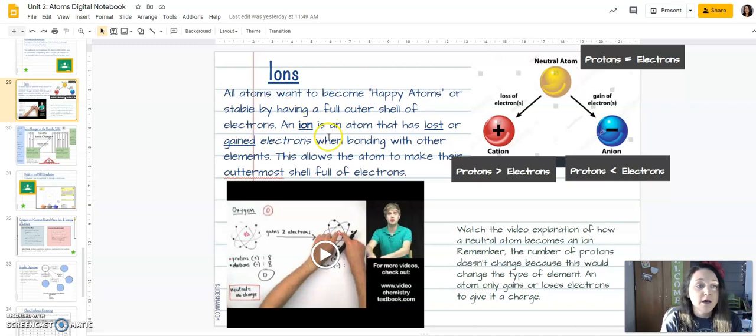So, an ion is an atom that has lost or gained electrons. We talked about isotopes were atoms that had lost or gained neutrons. Ions have lost or gained electrons. So this allows them to make their shells full. What I want you to do now is pause this video and watch this video.